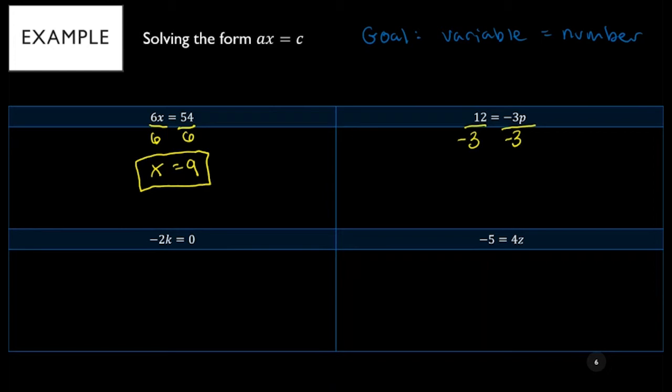So on the left, I have 12 divided by negative 3, which gives us negative 4. And then on the right, you see that negative 3 divided by negative 3 is 1. And that's the goal, is we want to have it divide and equal 1 so that all we're left with is the variable. And so we end up with our answer, negative 4 equals p. I like to box my answers just so it's very clear what your final answer is.